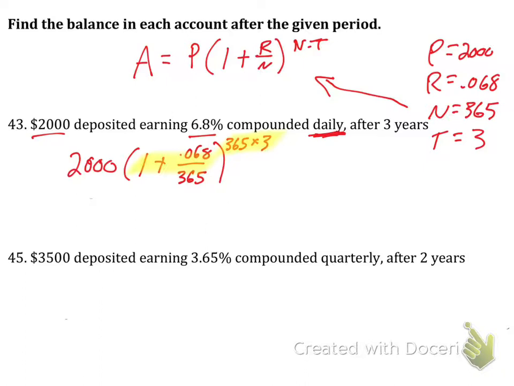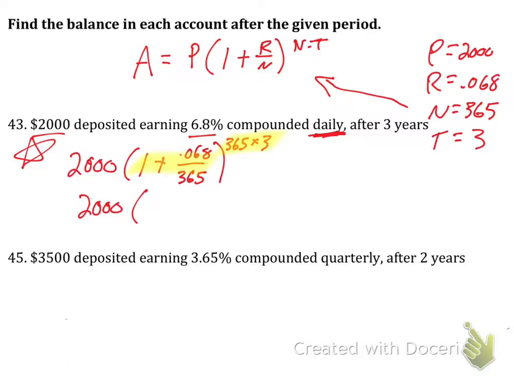You could just plug this in your calculator and that would be fine, but you would need to at least show this step right here. So what I'm going to do is 2,000, and then what's on the inside of the parentheses. So I'm going to do 0.068 divided by 365, which is equal to a very long decimal, and then plus 1 is equal to another very long decimal.